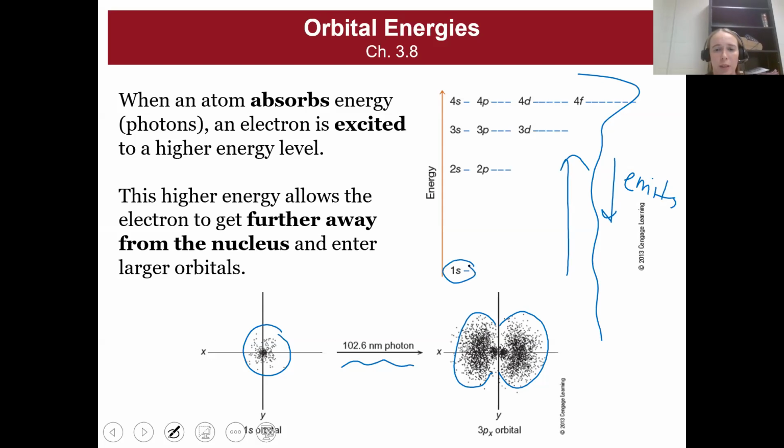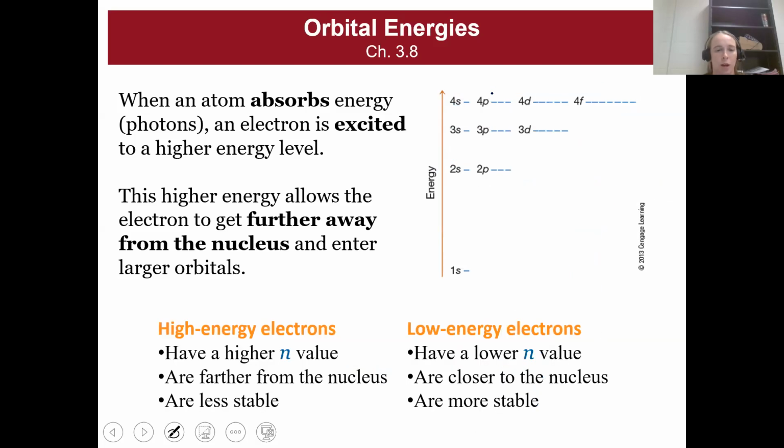So when n equals 1, that's our lowest energy possible. That's our ground state, if you remember our terminology. N equals 2 is a higher energy. N equals 3 is a higher energy than that. N equals 4 is a higher energy than that, and so on and so forth. The higher n gets, the higher the energy of the orbital, and the higher the energy of the electron in that orbital. So this is just a little summary of that.